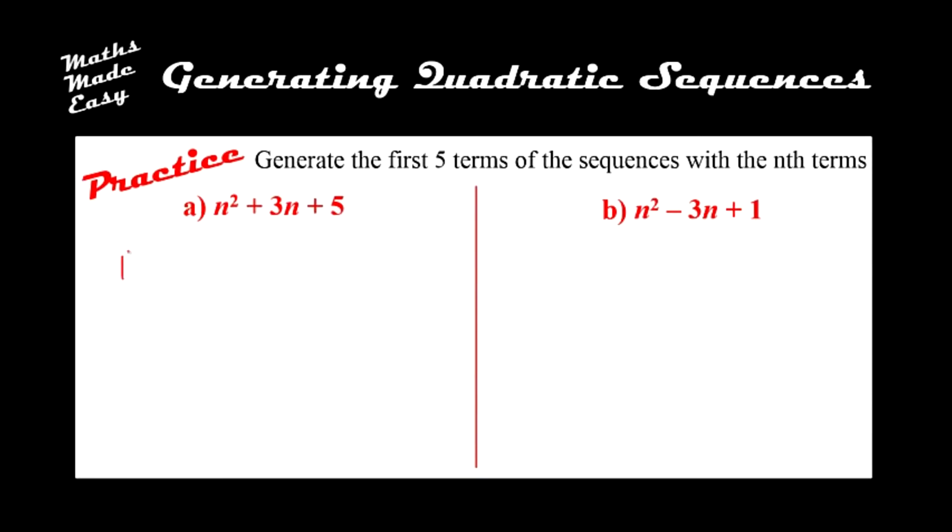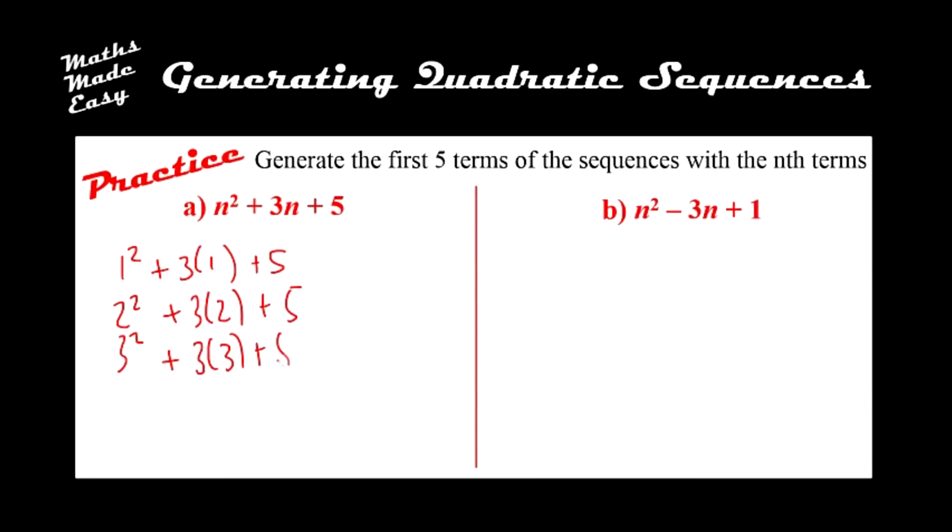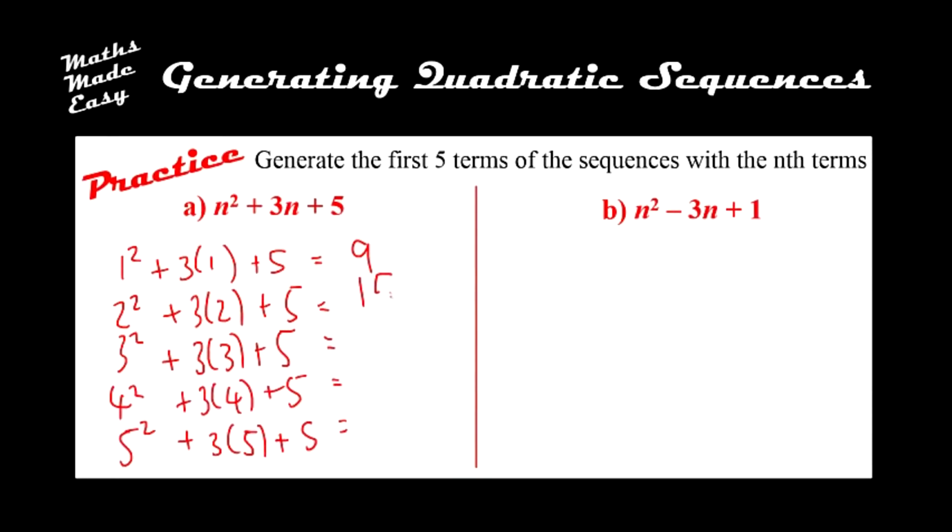Okay, for this first one we wanted to do 1 squared plus 3 lots of 1 plus 5, then 2 squared plus 3 lots of 2 plus 5, 3 squared plus 3 lots of 3 plus 5, 4 squared plus 3 lots of 4 plus 5 again, and finally 5 squared plus 3 lots of 5, then add 5. And the numbers for these, you should be getting 9, 15, 23, 33, and 45.